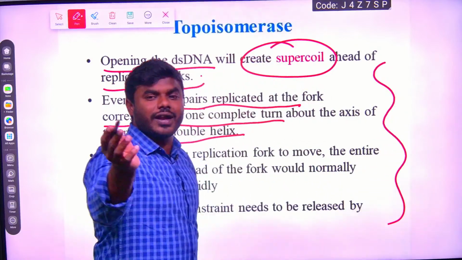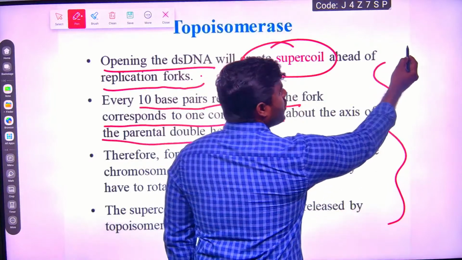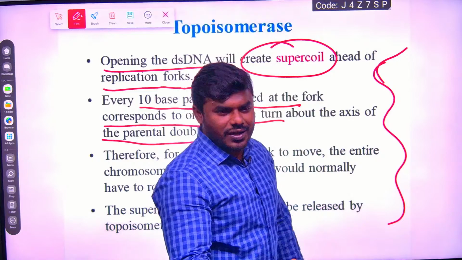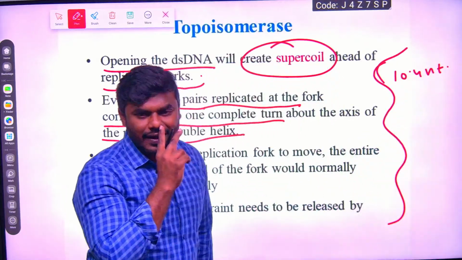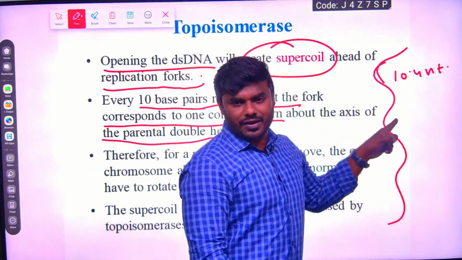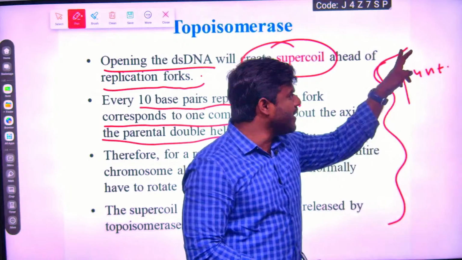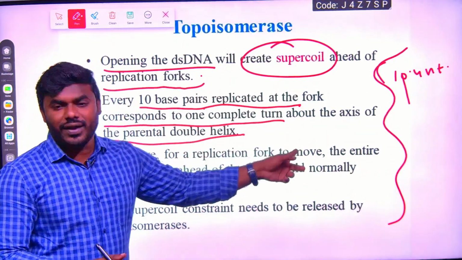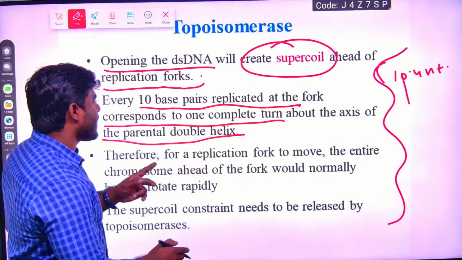What kind of DNA is present in our body? B-DNA, correct? This is what we call one turn. One turn of the B-DNA contains 10.4 nucleotides, so we call it one turn. Obviously we have to go through many turns. Whenever the helicase starts moving one turn, mostly the coiling occurs. That is what exactly they are saying.